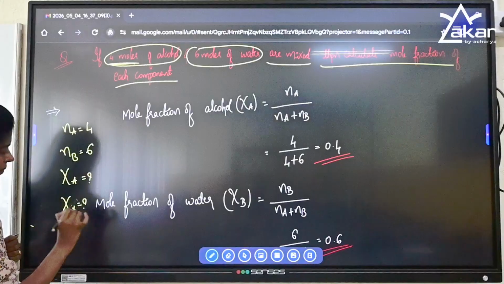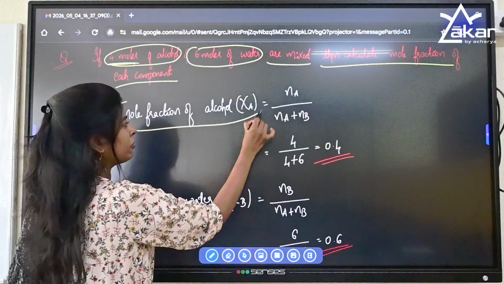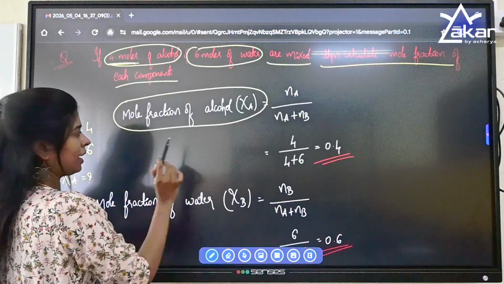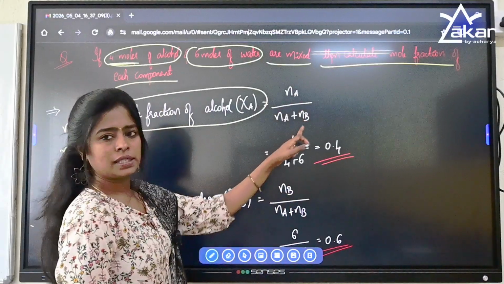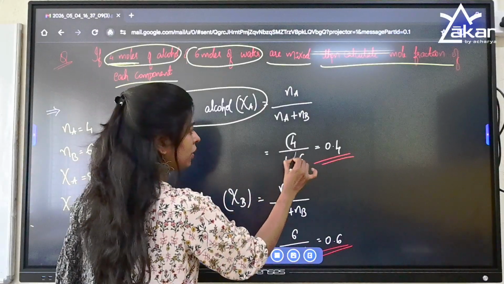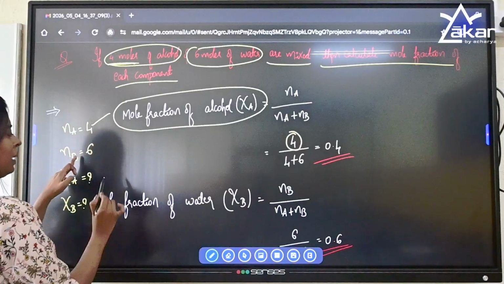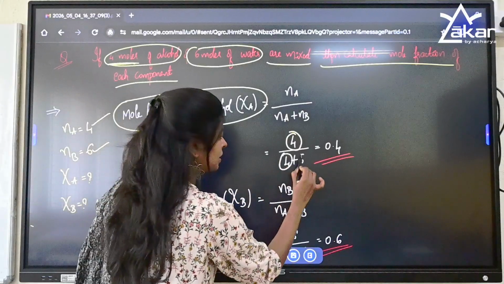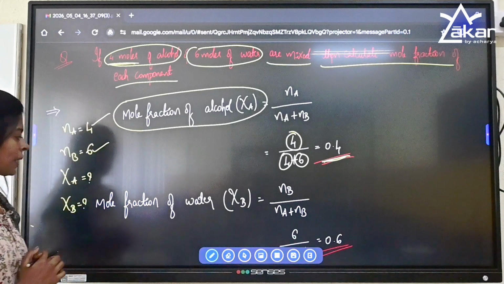So we all know the formula, mole fraction of alcohol, that is chi A, is equal to Na by Na plus Nb. Na is given, Na is equal to 4, write down that value, divided by Na plus Nb. What is Na? 4, Nb 6. So 4 plus 6, if you solve this, you will get 0.4.